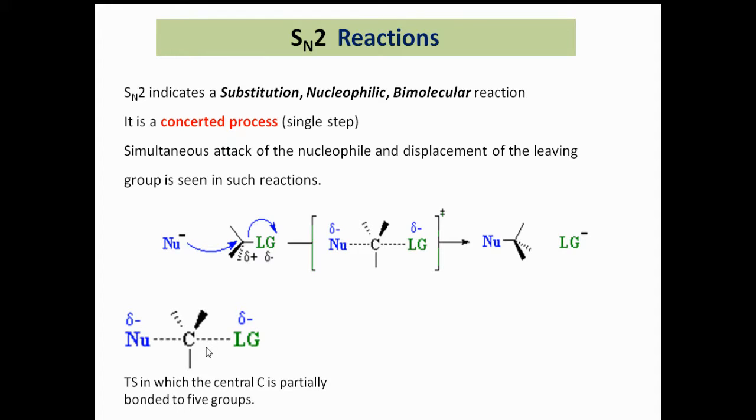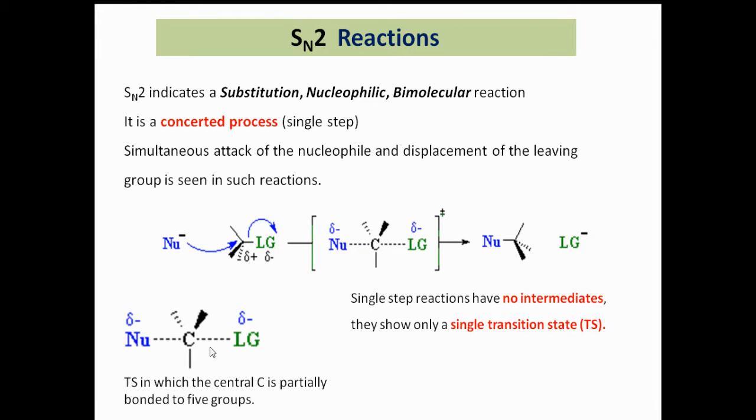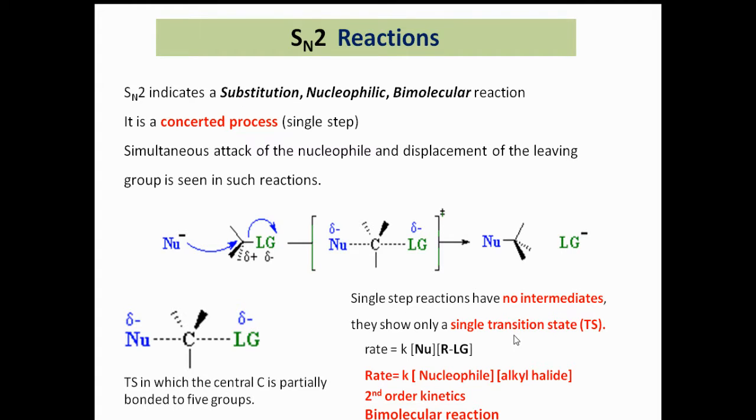So in this transition state, you can see the carbon is bonded to 5 groups. These are the 3 groups which are present on the carbon as it is. And this is a partial bond breaking, and here it is partial bond making. So a single transition state is seen in SN2 reactions. There are no intermediates formed in SN2 reactions. So in all single step reactions, we don't come across any intermediates. We come across only a transition state, that too a single transition state.